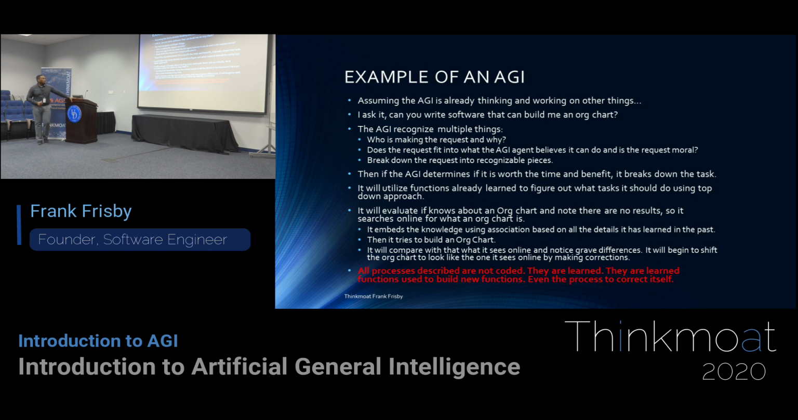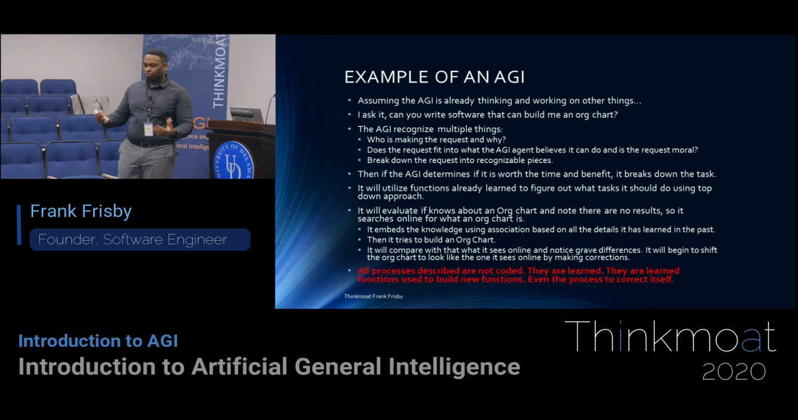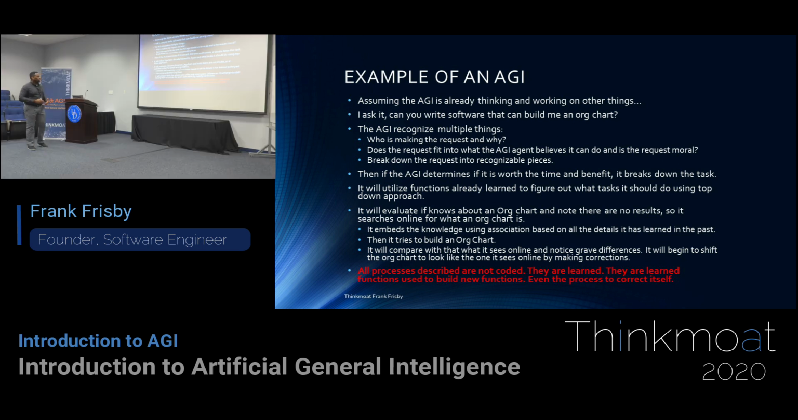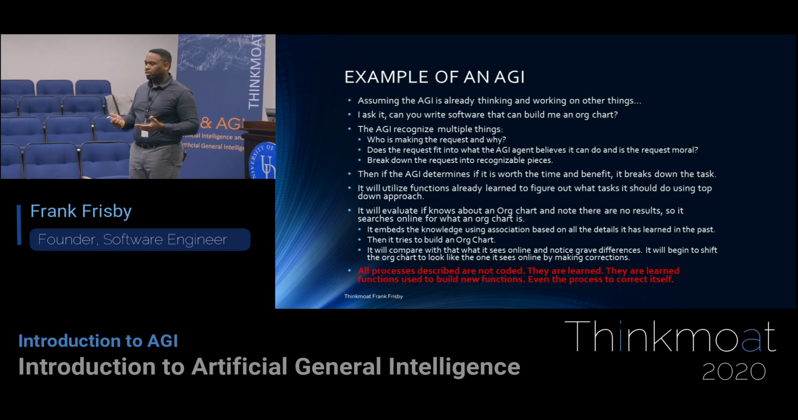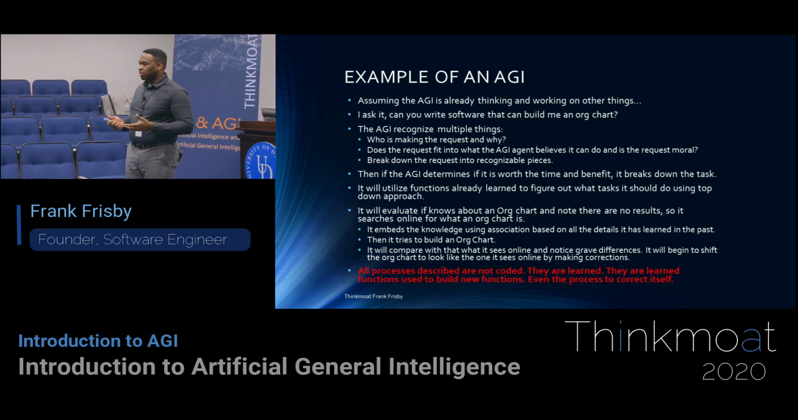Afterwards, it will utilize functions already learned, because everything we learn is a function. So it uses all the functions that have already been learned to figure out what it should use for the top-down approach. And the last thing it would do is evaluate all of the pieces of the org chart, and if it couldn't find anything, it will go online, search for it, bring that knowledge in, reassociate it with what it has learned, and then keep doing this cycle until it has adjusted itself to learn how to build one.